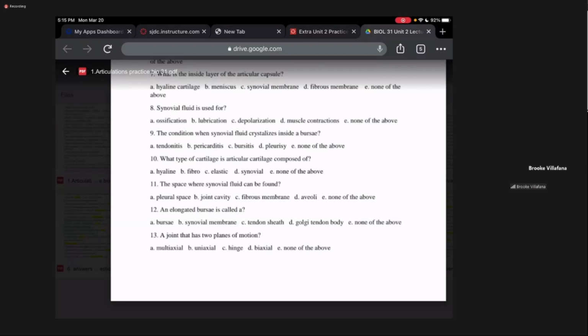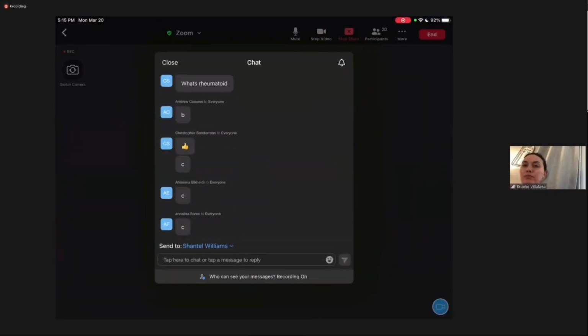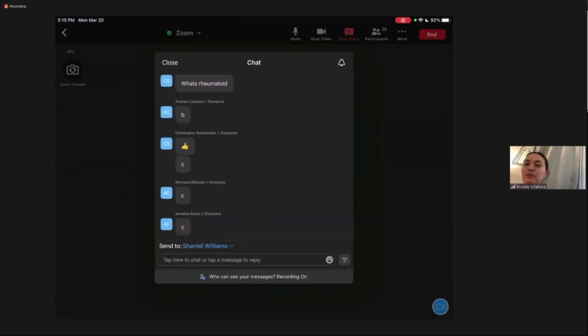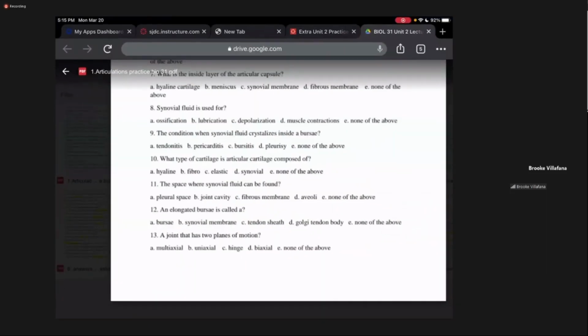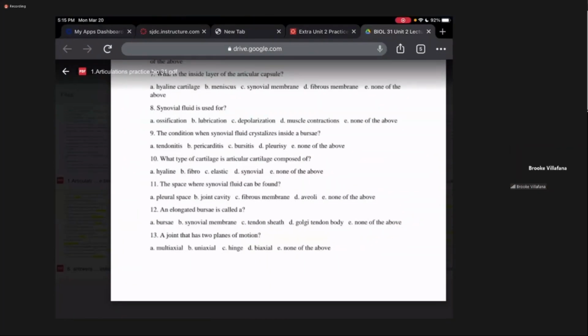And then what is an elongated bursa? What is that called? Good, you guys are fast. So an elongated bursa is called a tendon sheath. And then the last one here, a joint that has two planes of motion. What would that be? Our biaxial joint, right? Good.